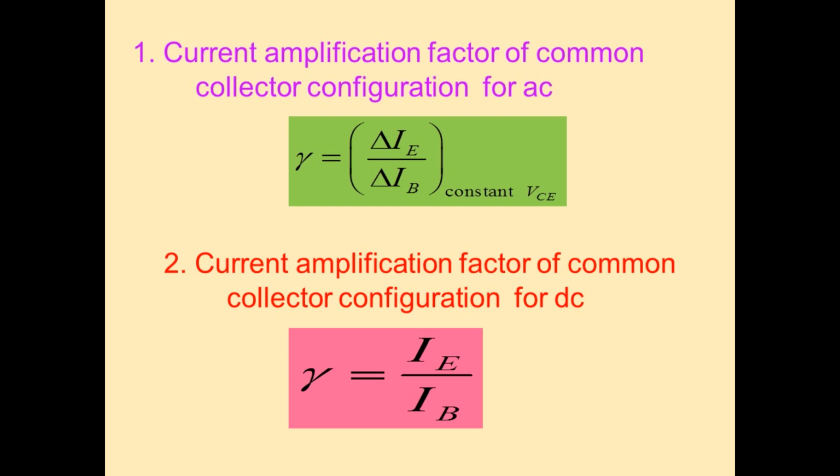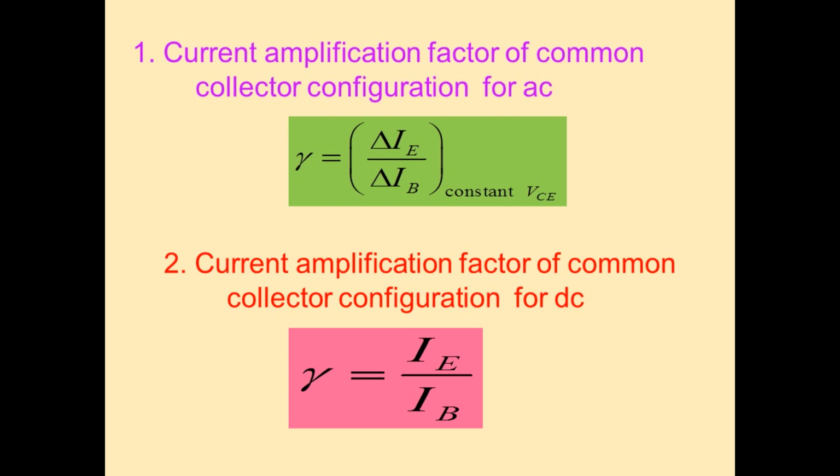Now we discuss some of the physical parameters in the case of common collector configuration of a transistor, whatever may be NPN transistor or PNP transistor. The first physical parameter, current amplification factor of common collector configuration for AC. So the current amplification factor in the case of common collector configuration is denoted by gamma.